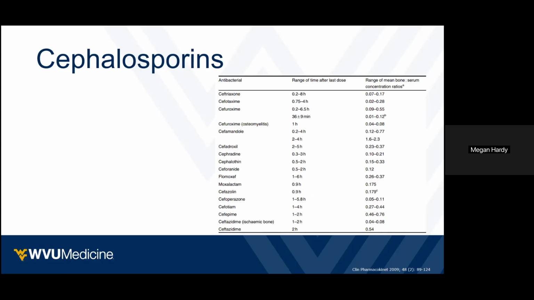But once again, pushing the doses on these, I know we typically utilize higher doses in patients with normal renal function with the cefuroxime for more invasive infections like bone and joint.